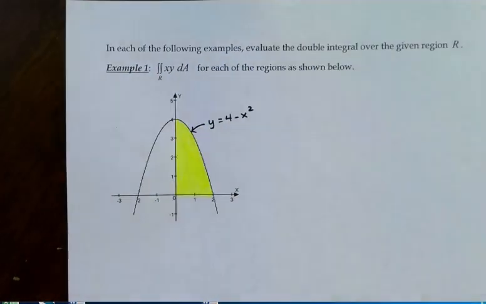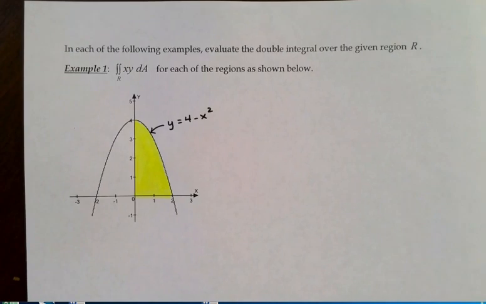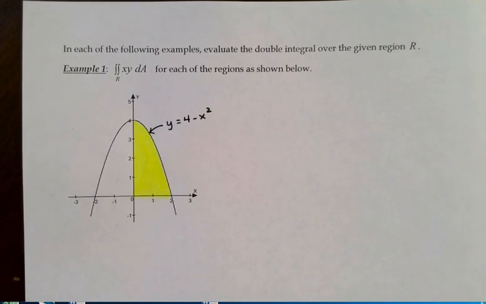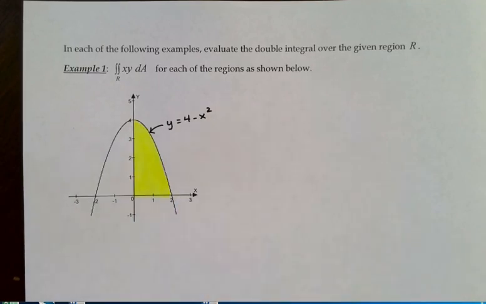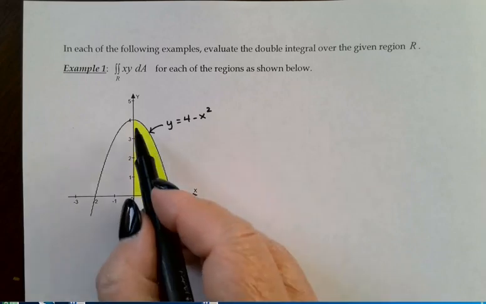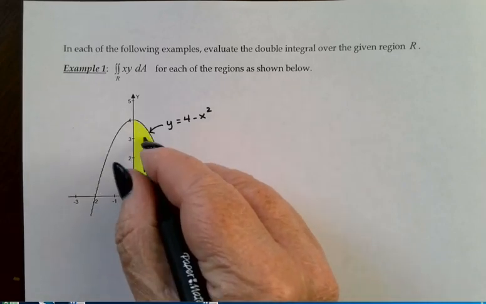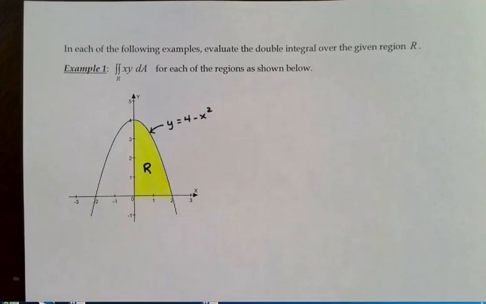All right, on the next page, if you downloaded my blank notes, you'll have to fill in just a little bit here. The problem says in each of the examples here in example 1, evaluate the double integral over the given region R. I didn't define the function, so if you'd please write that in, y is equal to 4 minus x squared. And then for the first one, we're going to let our region R be what I've now shaded yellow. And you'll have to shade that as well.